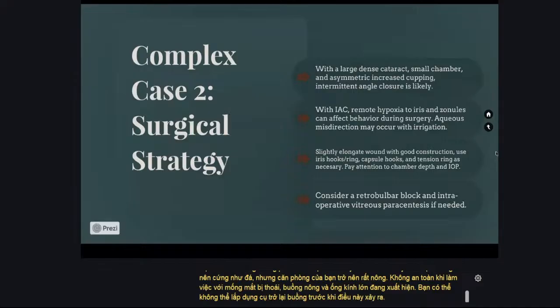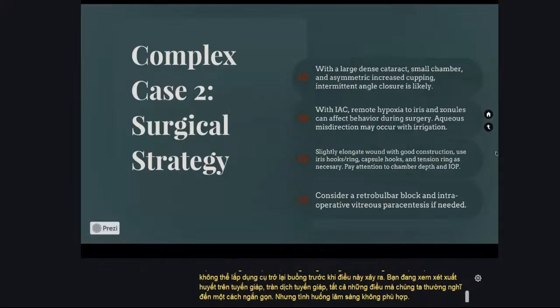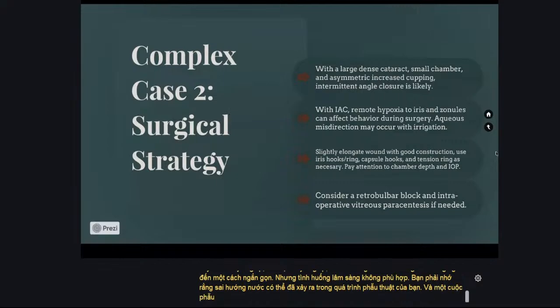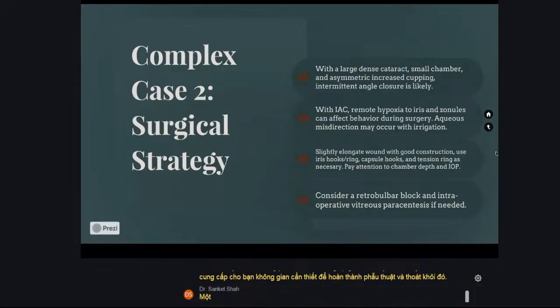You're considering suprachoroidal hemorrhage, choroidal effusions, all things that we consider in short eyes, but the clinical scenario does not match. You have to remember aqueous misdirection could have occurred during your surgery. And an intraoperative vitreous paracentesis can help decompress that hydrated vitreous, give you the space you need to finish the surgery and get out of there. A retrobulbar block would also be something to make the patient more comfortable for surgery.